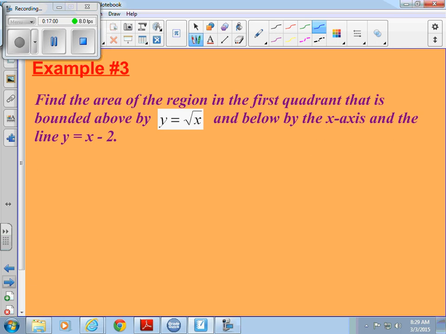Okay, let's do this one. Another one without a calculator. I will do a calculator example, I promise. Find the area of the region in the first quadrant that is bounded above by the square root of x and below by the x-axis and the line y equals x minus 2.